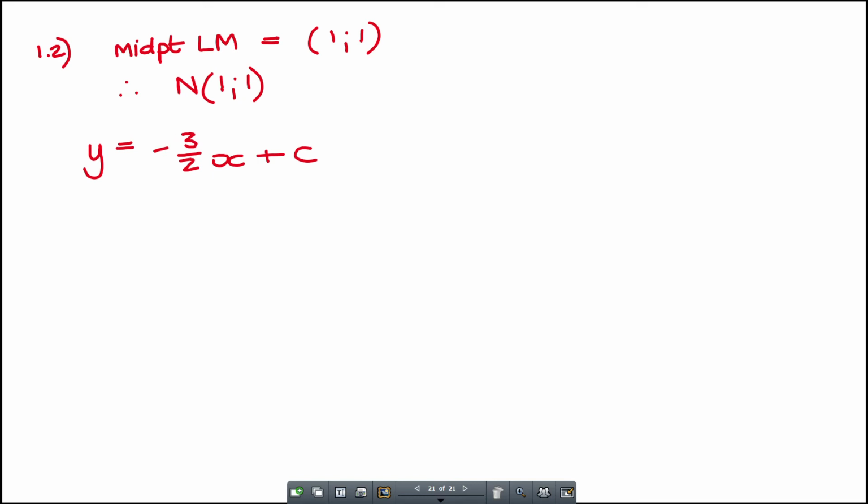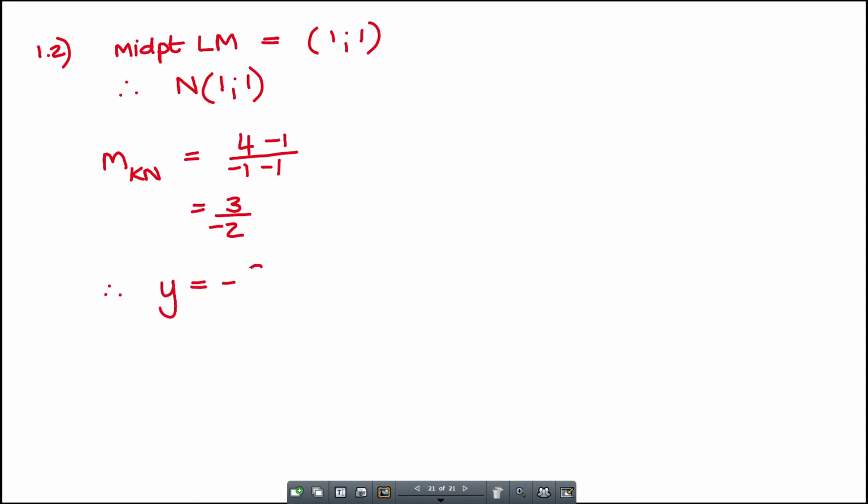Wag, ekskuus, ek het nou nie vir jou gewys hoe ek by die gradiënt uitgekom het. Kan ek maar gou daar uitvee en eers wys hoe ek by gradiënt uitkom? Sorry, ek het nou 'n stapie geskip. Okay, we need gradient of KN, nee, verskil in y, so ek gaan sê 4 minus 1, verskil in x, minus 1, minus 1. And that's going to give me 3 over minus 2. Okay, so dadelik weet ek, die gradiënt is minus 3 op 2, so my equation will be y is equal to minus 3 over 2x plus c.